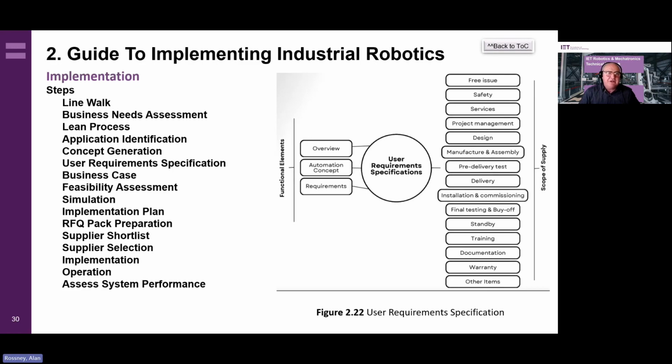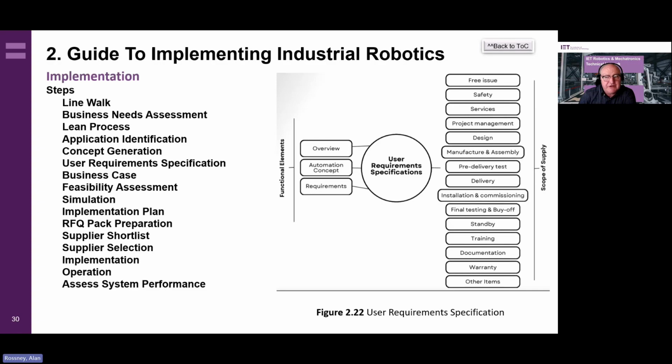Another step that was mentioned on that roadmap, on that tube map, was application identification. Based on the results of the line walk and the business needs, the most appropriate opportunity for automation adoption can then be identified, considering any business priorities, concerns, and ambitions. The concept generation step is the development of high-level ideas on how the automation could potentially be applied to a selected application. So that's a critical one.